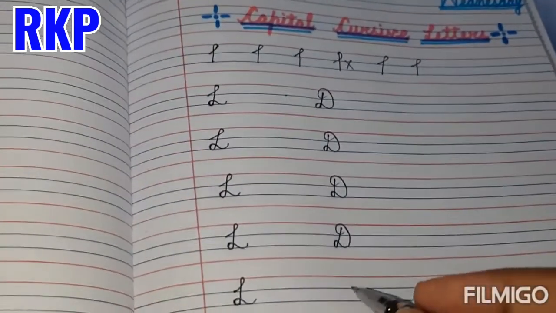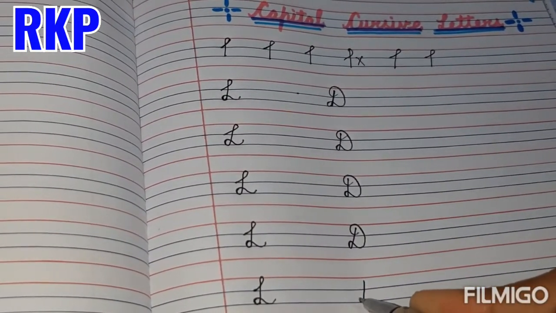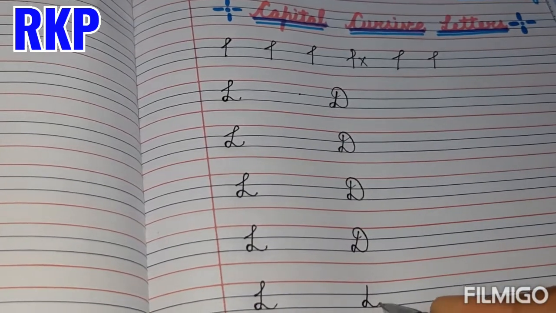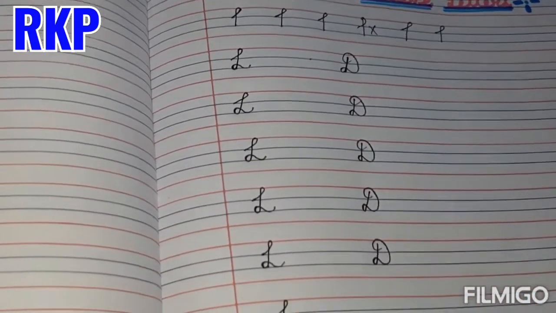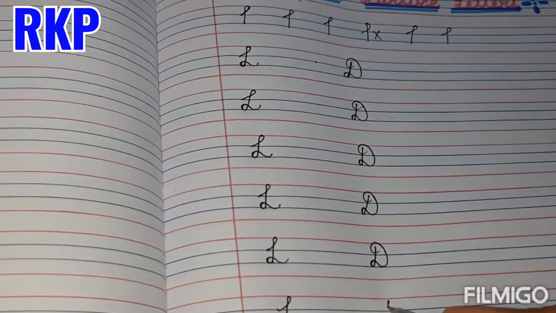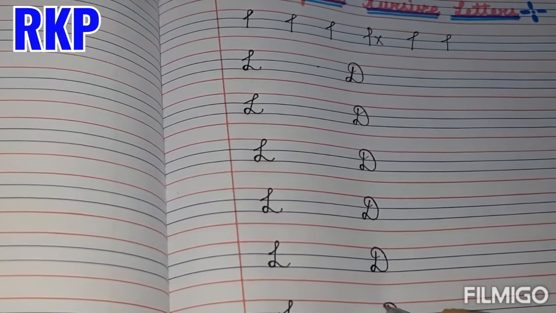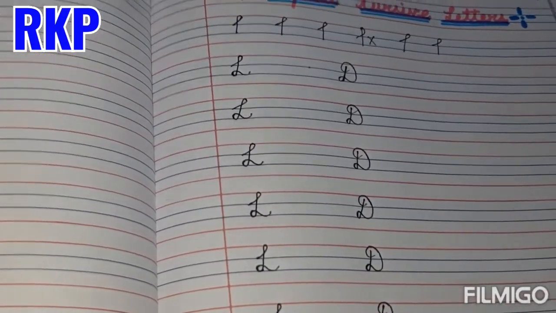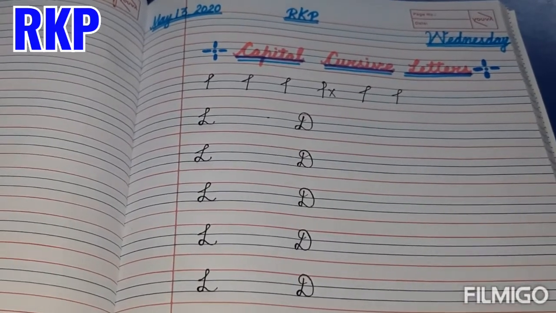Now let's practice D also. Slanting, make a loop same as L, go upper and leave it freely. This is D. Yes. Turn. D. I hope letters L and D are clear to you all.